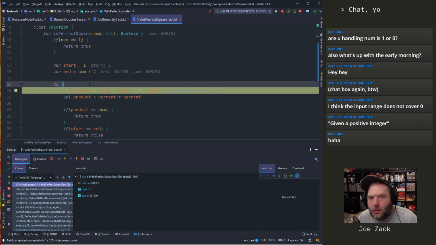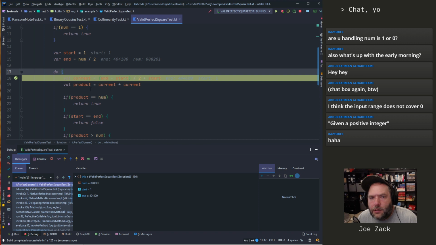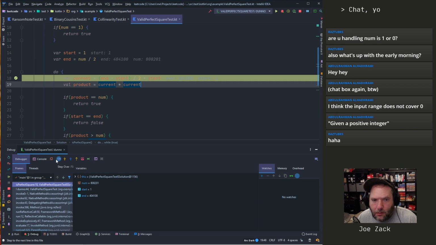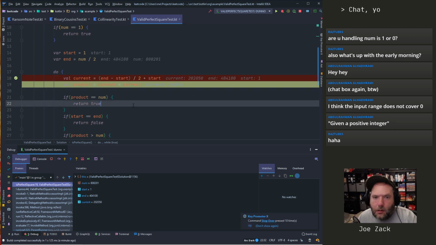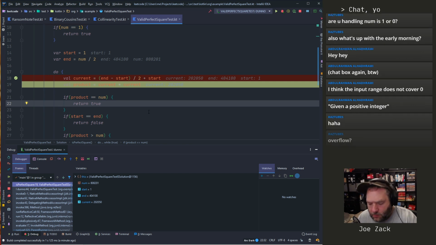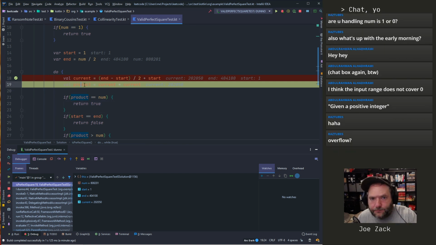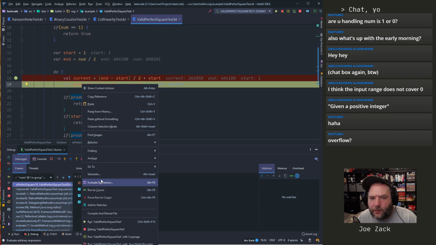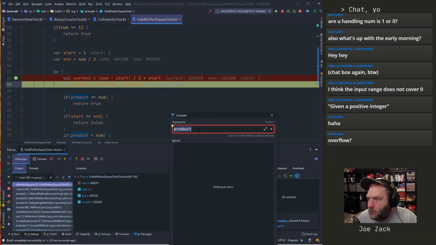That's good. The current equals... I can't read the yellow. So the current is 202050. I guess I could look at evaluate expression, actually figure out what the right answer is. 808... Oh, I hope it's not an overflow. 808201. I mean, we're only in the 100,000s, so I would hope not.